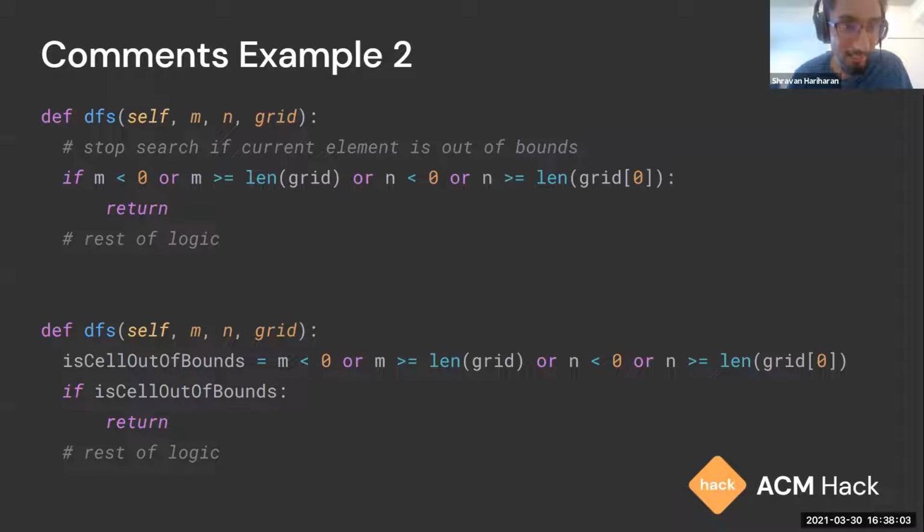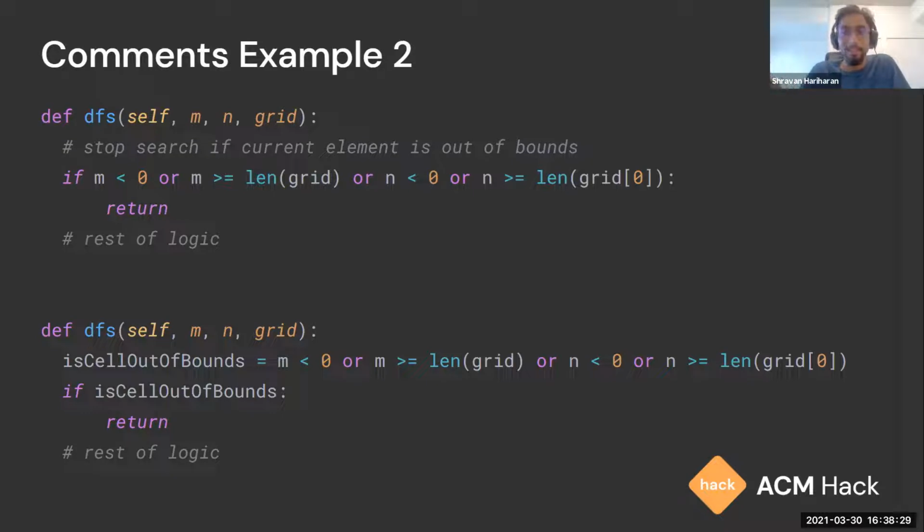So this is a DFS algorithm, just the first couple of lines of a DFS algorithm. Basically, the first snippet says stop search if current element is out of bounds, right? And it has if m is less than 0 or m is greater than the grid. So it's basically checking if the current indices are out of bounds of the grid, right?